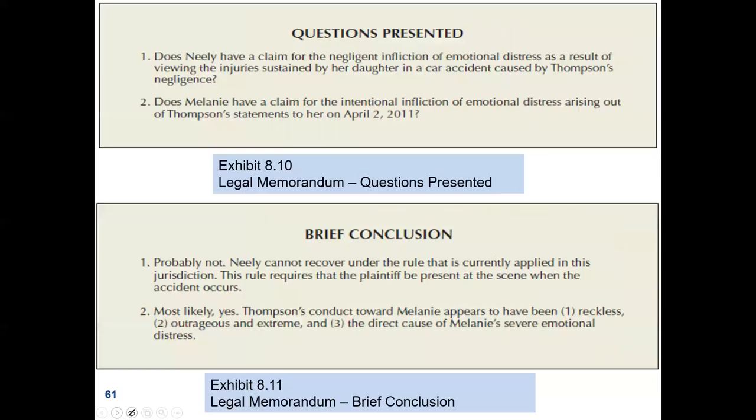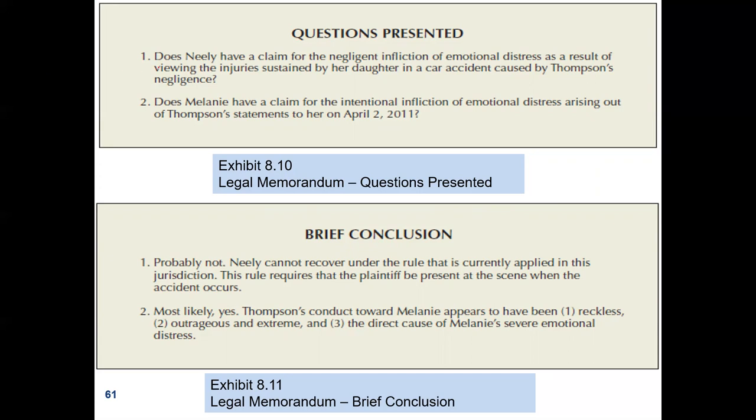The next section is going to be your questions presented, and you're going to format them just as they are here with a real question mark. They're going to be a real question. When I say a real question, I mean it in both senses. They're going to be formatted as a question. When you read it, it sounds like a question. And then it's going to be a sincere question. When you read the question, you're going to think to yourself, yeah, I don't know what the answer is. I'm interested to find out.